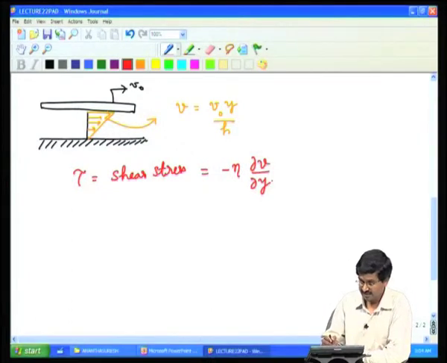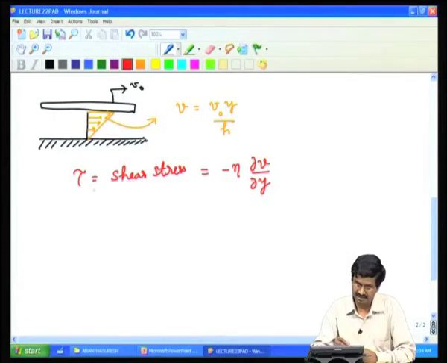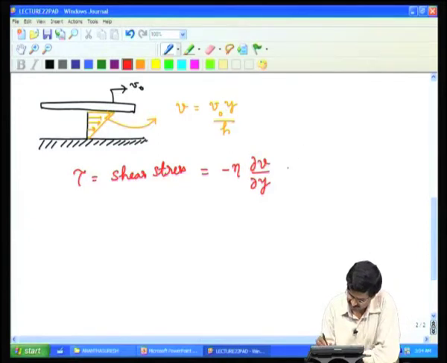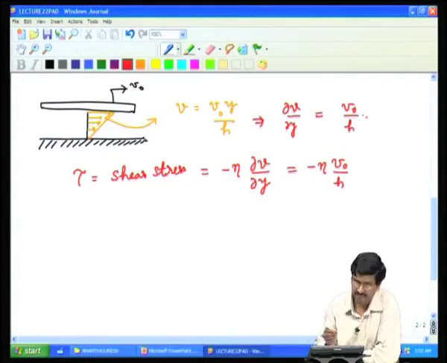This is like a constitutive law, just like Hooke's law, which relates stress and strain. Here it relates the stress and a strain-like quantity, that is, how velocity varies in the y direction, ∂v/∂y. So, in this case ∂v/∂y is simply equal to v0 by h, since v is this.